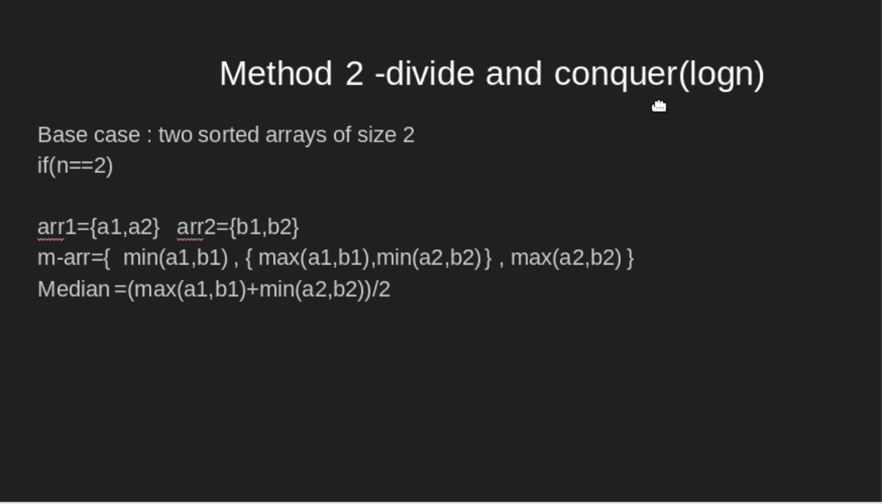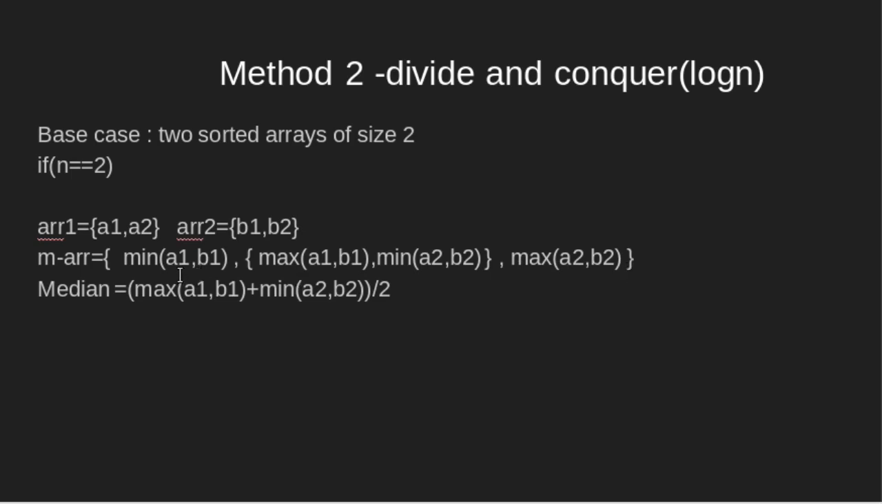Note, both the arrays should be of the same size n. We take the base case when n equals 2. Let array 1 be a1, a2, and array 2 be b1, b2. We know that after merging these arrays, the first element will be the minimum of a1, b1, and the last element will be the maximum of a2 and b2.